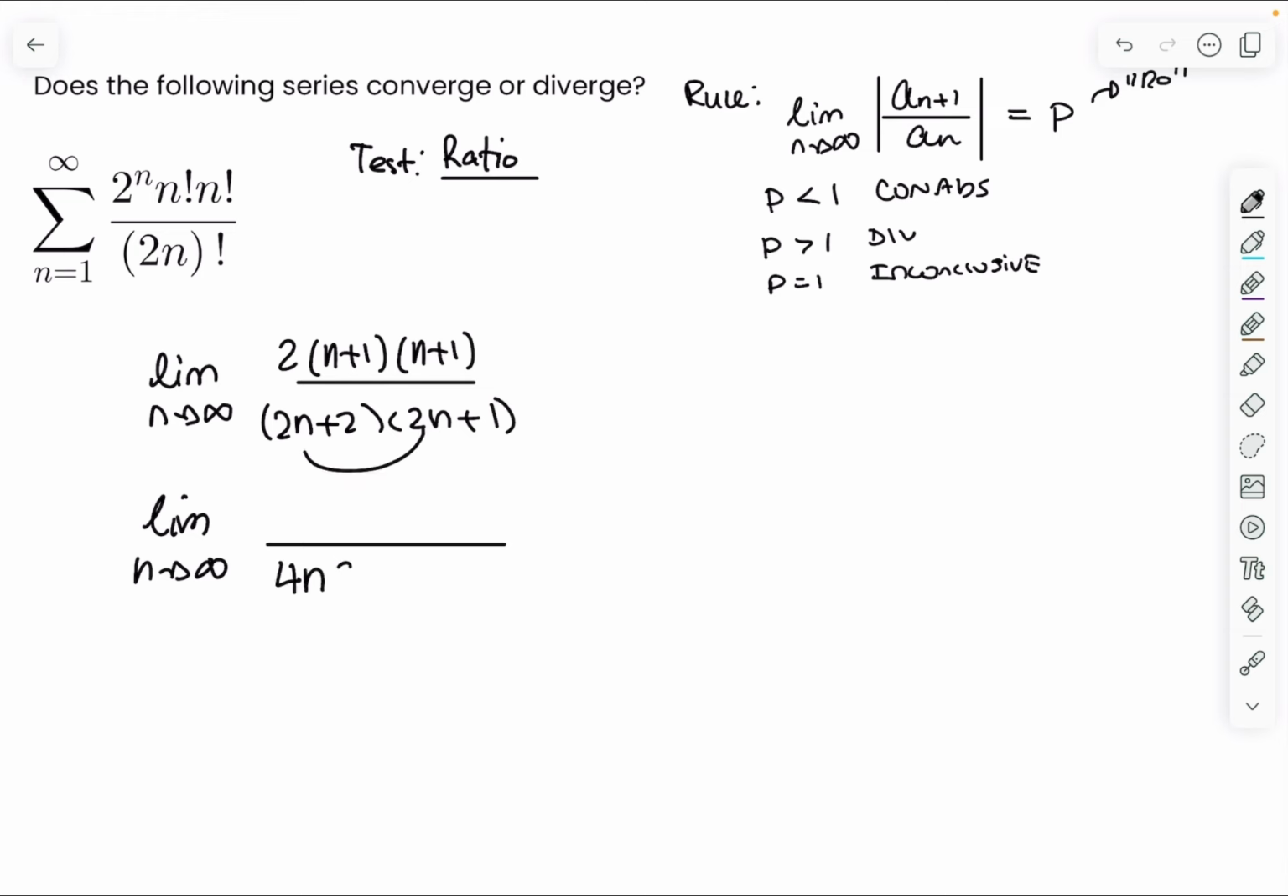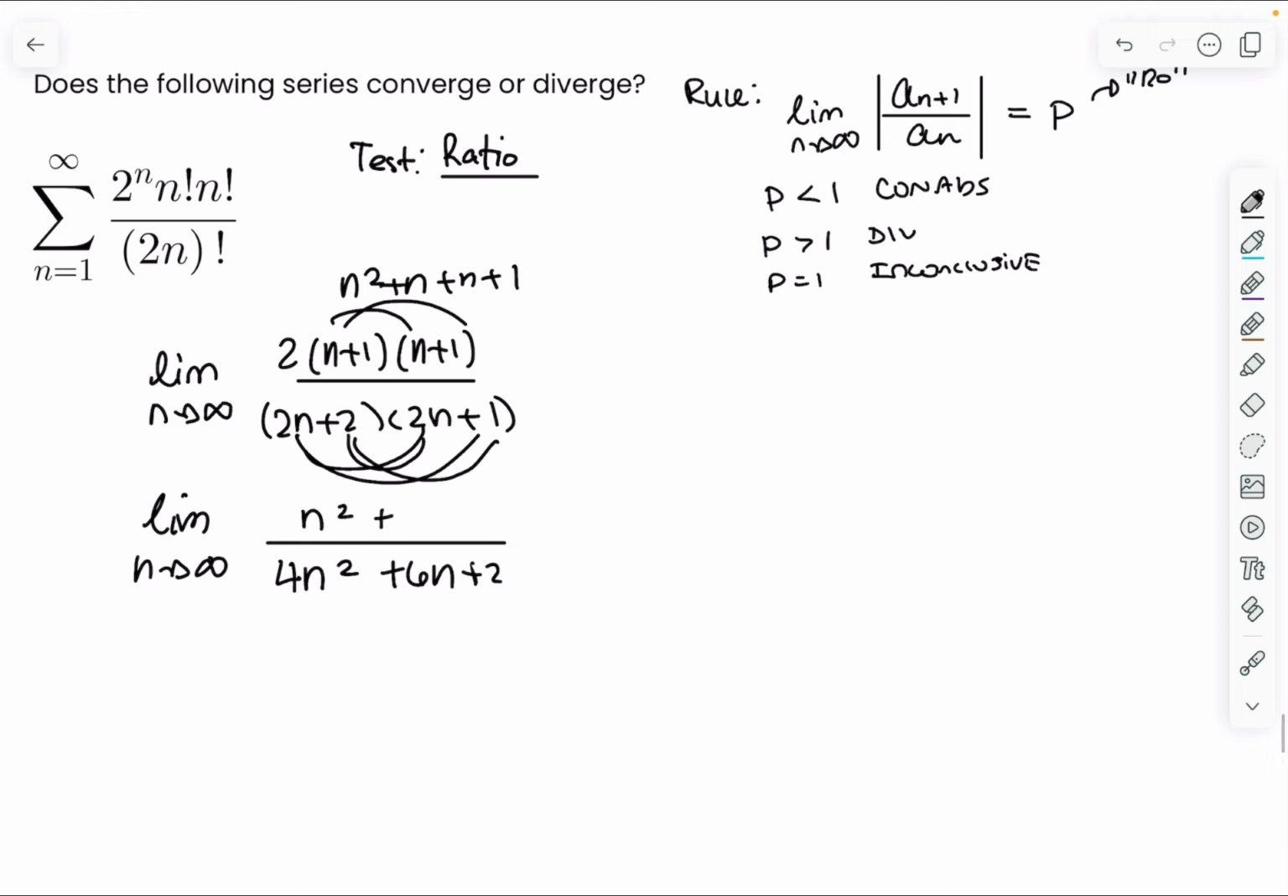So this becomes 4n squared plus 2n plus 4n plus 2. These sum up to be 6n, and always simplify up here as well. So that's going to be n squared plus n plus 1. So it's going to be n squared plus 2n plus 1. And then here I can easily tell which term in my denominator has the highest power. That's n squared. So I'm going to divide every term in the fraction by n squared.